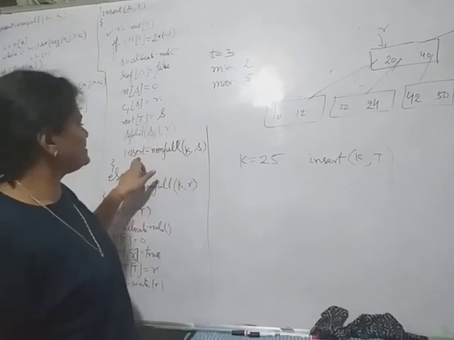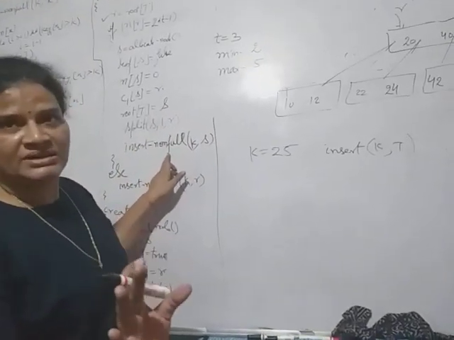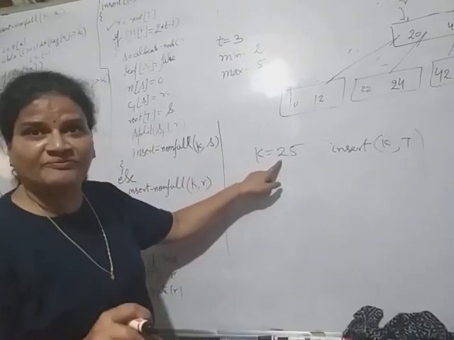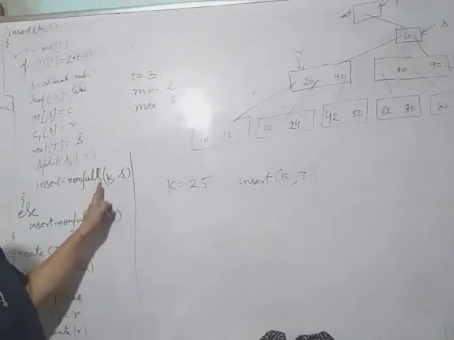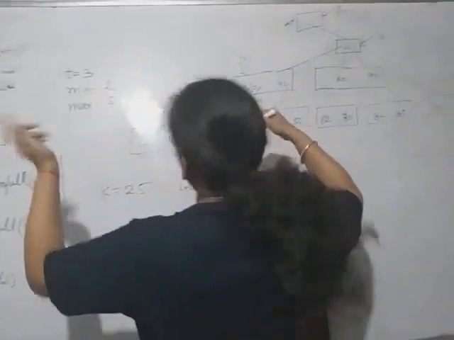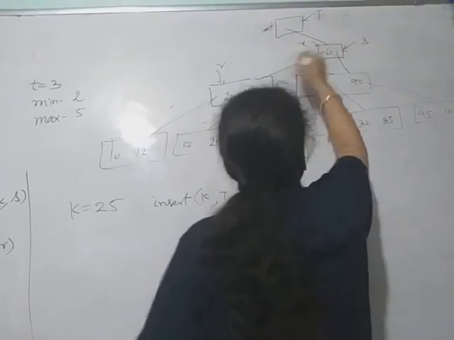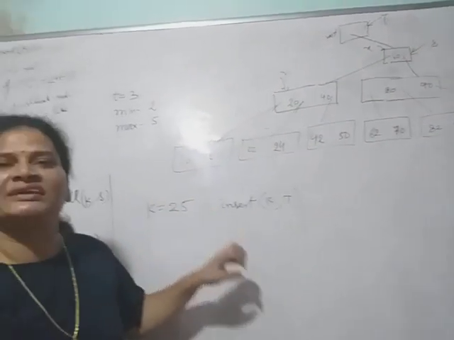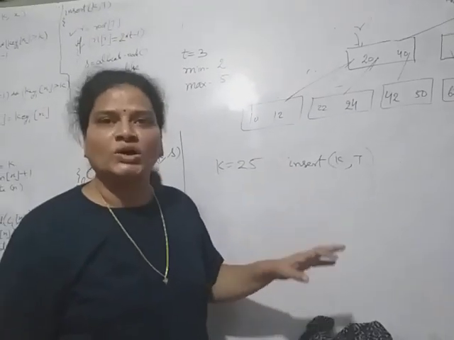Now S is not full, so the problem is converted: to insert 25 in S, it will call insert with K and S. Within the insert function this will become X, and again this is the same as the insert function in a node when it is not full.